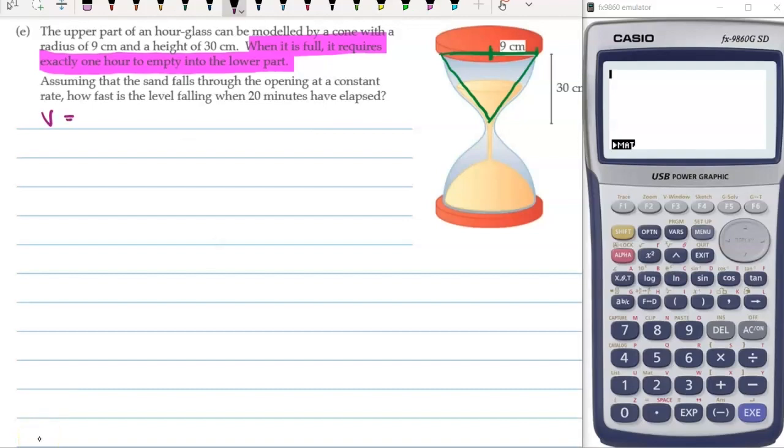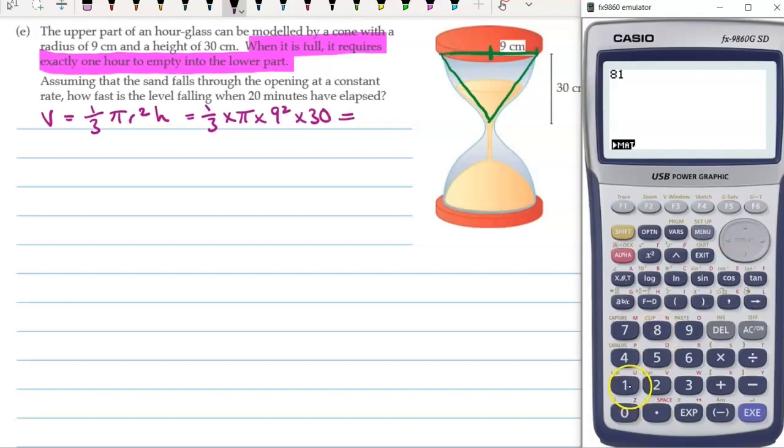So the volume of a cone is 1/3 pi r squared h, and that's on your formula sheet. So this is 1/3 times pi times 9 squared times 30. Now that will come to, let's just take a look, 81 times 30 and divide by 3. It's going to be 810 pi. You can write that as a decimal, but it's easier if you just leave it with the pi in it at the moment. So that's in centimeters cubed.